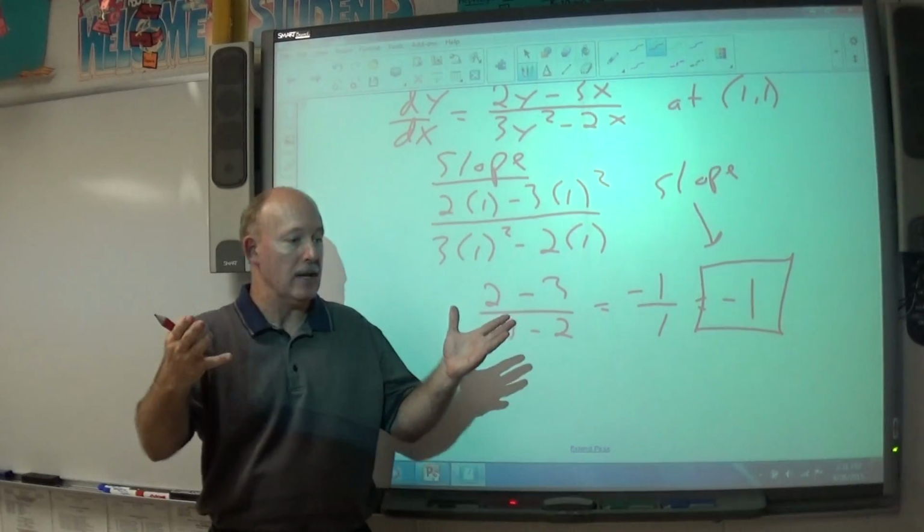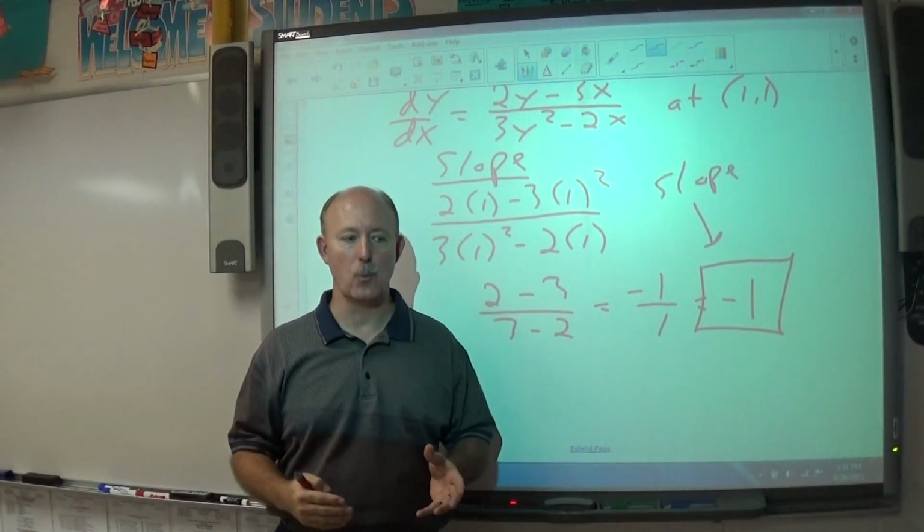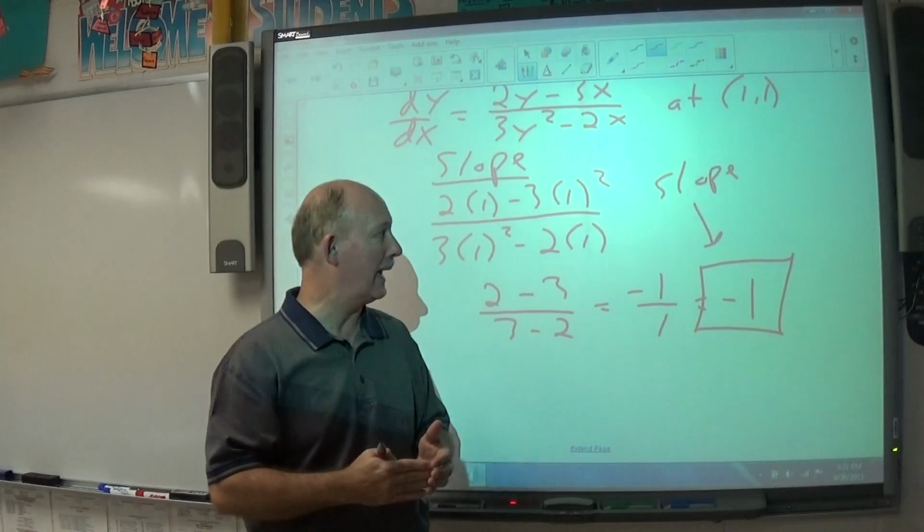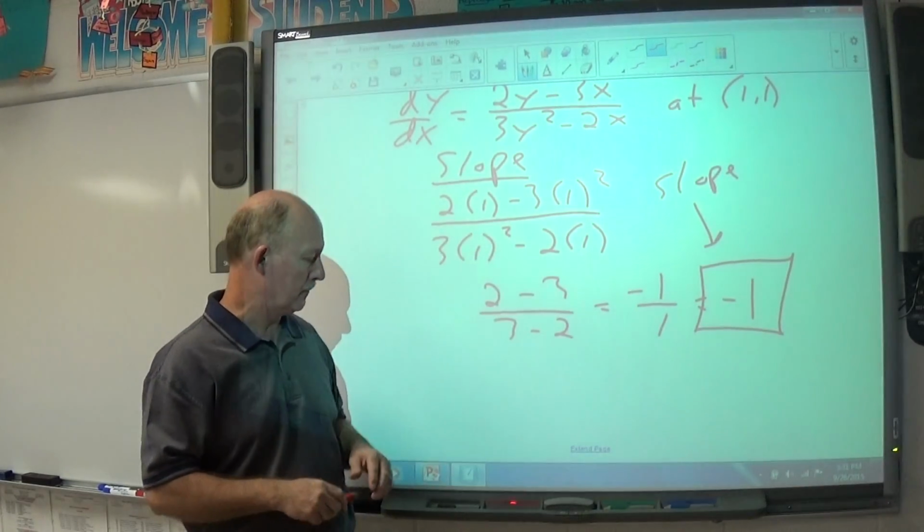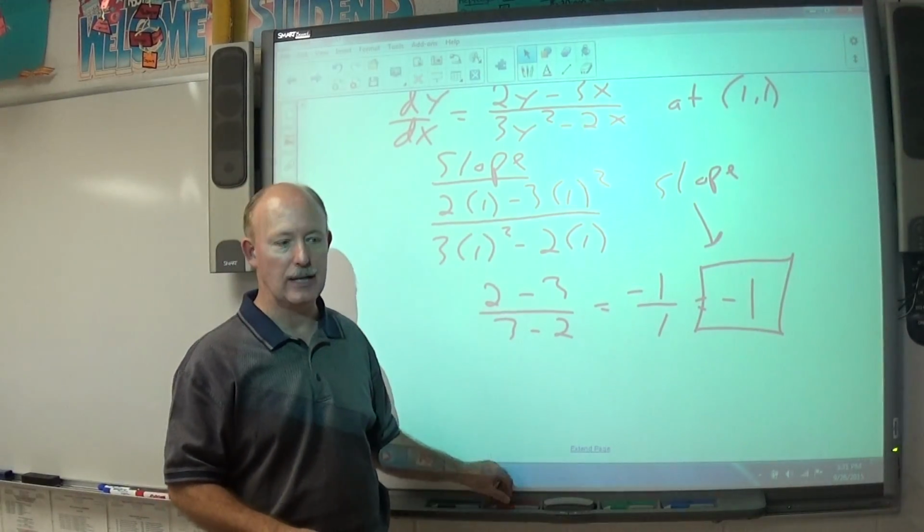So just like always, find your derivative, then plug in for x and y, because you're going to have x and y in most derivatives whenever you use implicit differentiation.